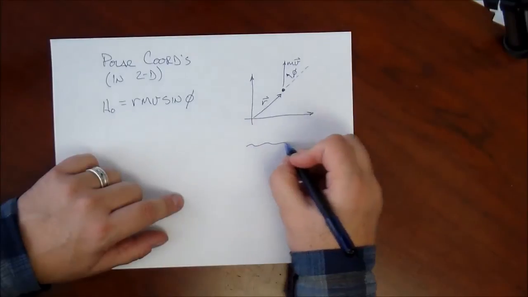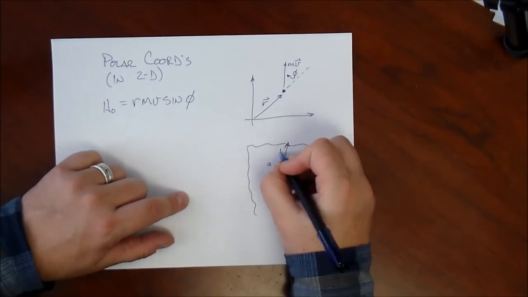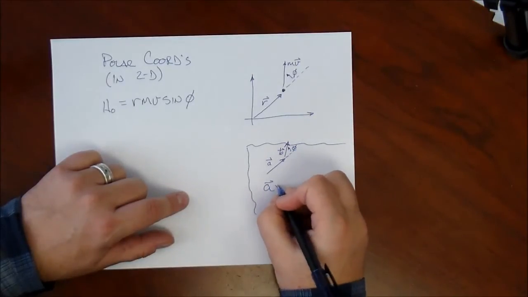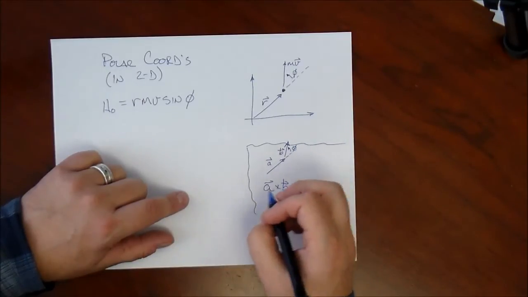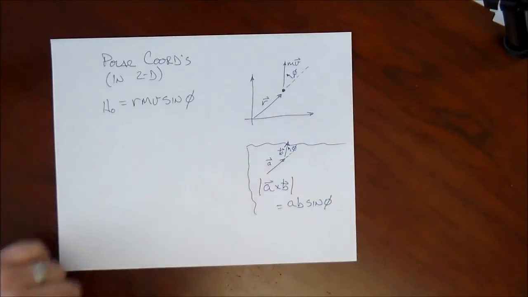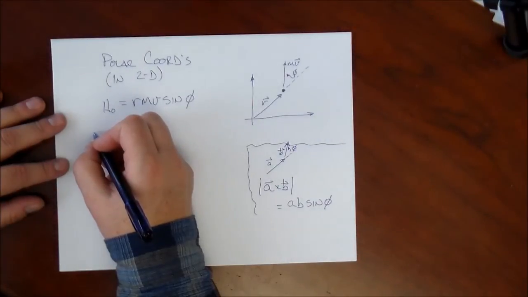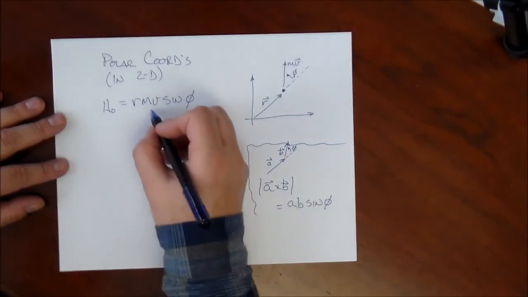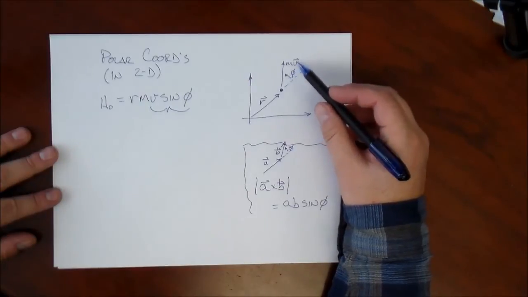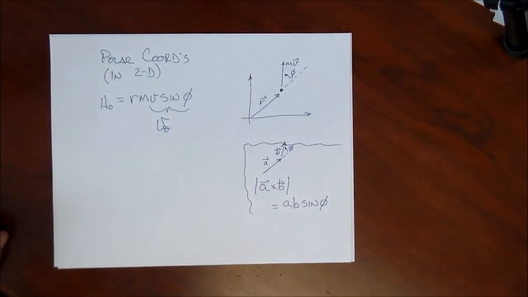Just as a little aside, if I have a vector A and a vector B like that, and this angle is phi, then the magnitude of A cross B will be equal to AB sine phi. That's just a math relationship from cross products. And I think you'll notice that this component, the way we've drawn it here, mv times the sine of phi, is just equal to the component of the momentum in the transverse direction.